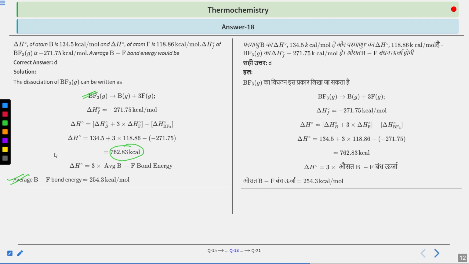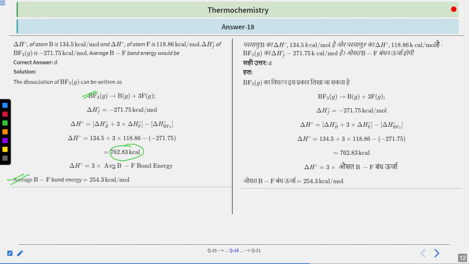But since it has not been specified which one you have to find, and some data would also be required for that, the question is asked about the average one. Means you have broken 3 bonds, 3 different energies are there, but you have to find the average energy. So for that you simply consider each BF bond equivalent, and therefore divide by 3 to get your answer, that is 254.3 kilocalorie per mole.